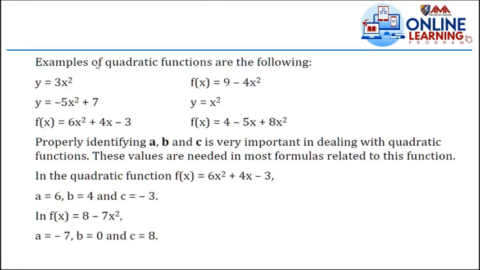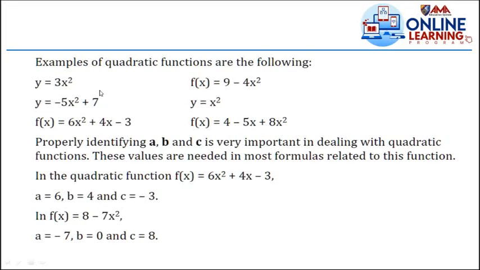So we have now the examples of quadratic functions. Y is equal to 3x squared. Y is equal to negative 5x squared plus 7. The function f of x equal to 6x squared plus 4x minus 3. The function f of x equal to 9 minus 4x squared. Y is equal to x squared. The function f of x equal to 4 minus 5x plus 8x squared.